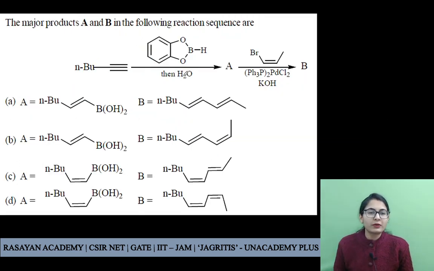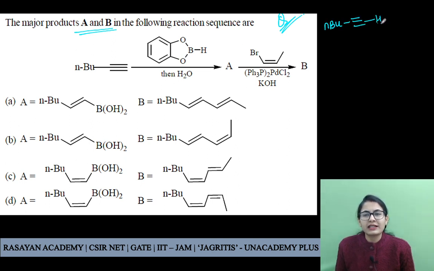Alright guys, we have done few very important questions. One more very good question. Let's do this from CSIR paper only. So major products A and B in the following reaction sequence. Now here you have an alkyne, a terminal alkyne. So you would be very tempted to name it as a Sonogashira reaction. But first let's look at the reagent. There is boron. It is not Sonogashira. It is your simple hydroboration reaction. Hydroboration. Not oxidation, because you're not having H2O2.